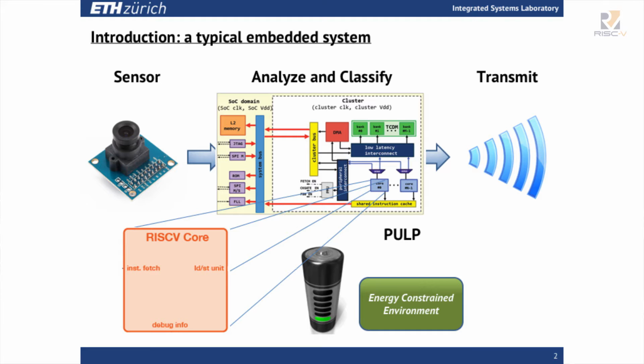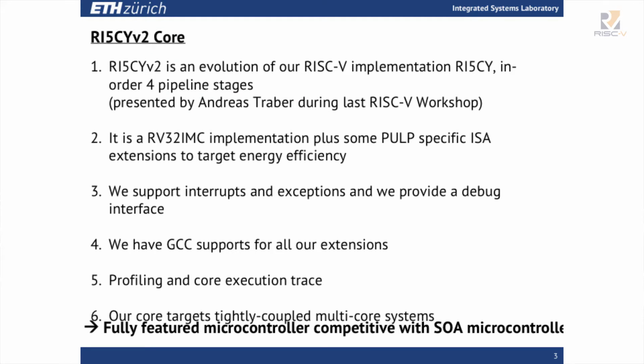But today I want to focus on the core we are using in PULP, which is based on the RISC-V ISA. So I introduce the RISCY V2 core. It is an evolution of our RISCY V1 implementation presented during the last workshop by Andy Traber. We support the RV32 IMC ISA plus some other extensions to target energy efficiency. We support interrupts and exceptions, and we provide a debug unit. We have GCC support. We provide profiling and core execution traces, and the core is meant to work in tightly coupled multi-core systems.